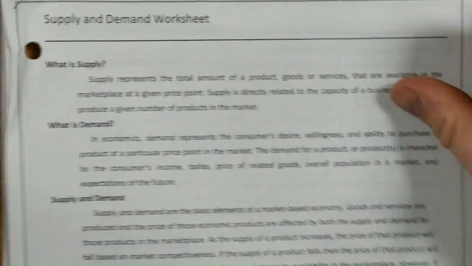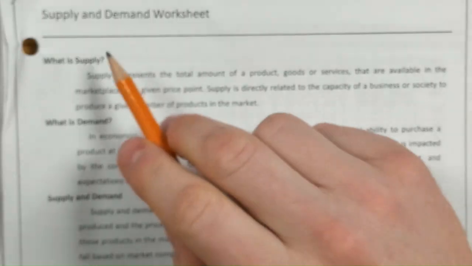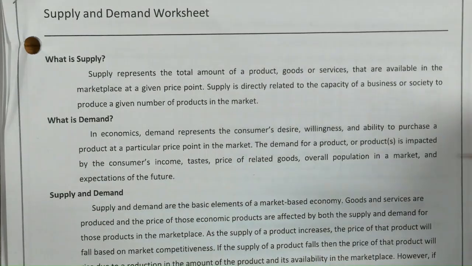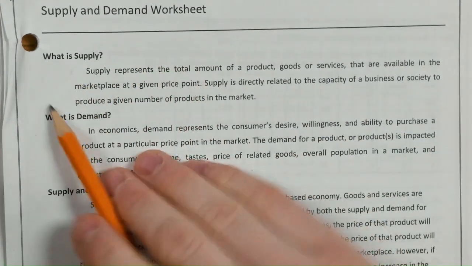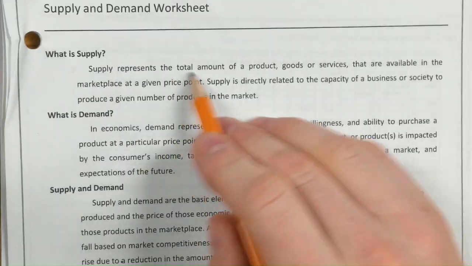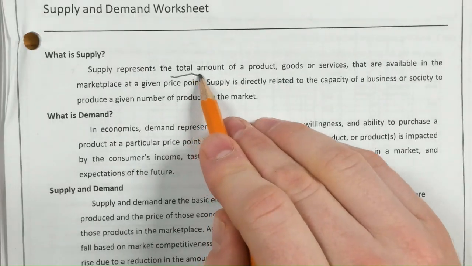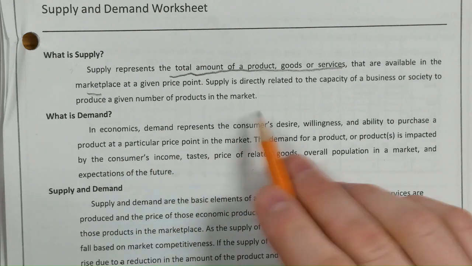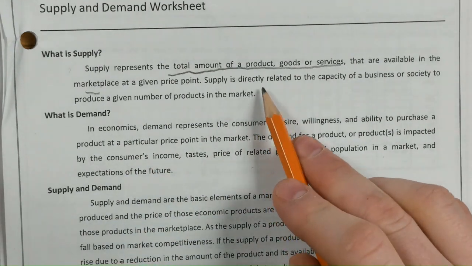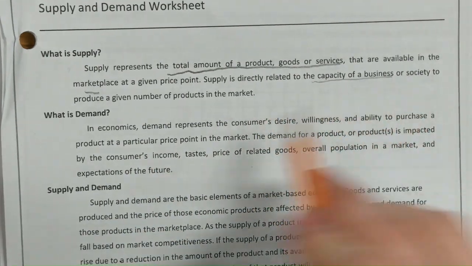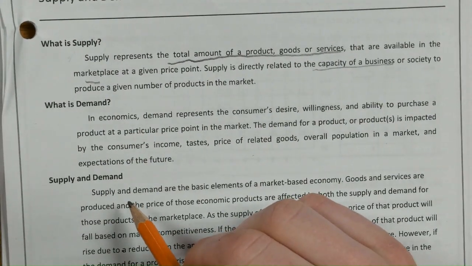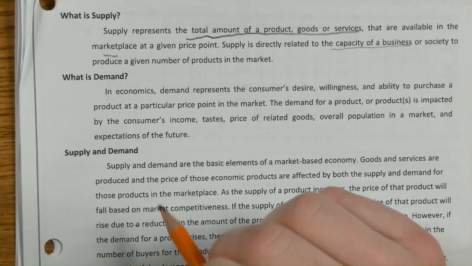And we're going to start by just doing a quick overview of the supply and demand worksheet info page right here. So first, what is supply? Well, supply represents the total amount of a product, good, or service that are available in a marketplace at a given price point. Supply is related to the capacity of a business or society to produce a given number of products in the market. What is demand?